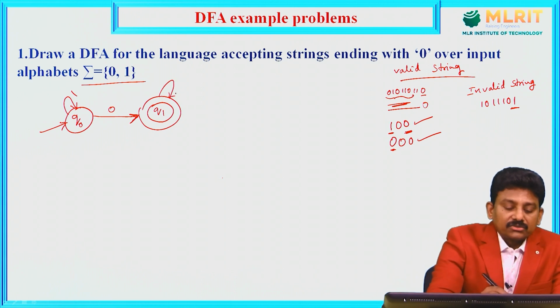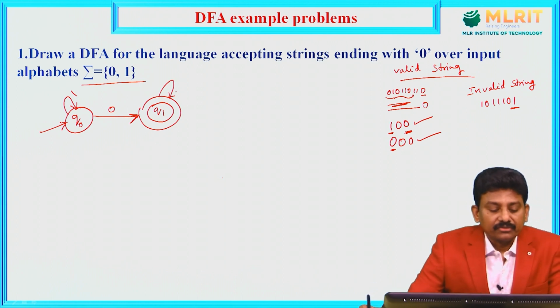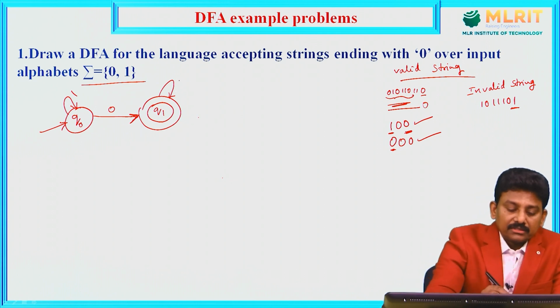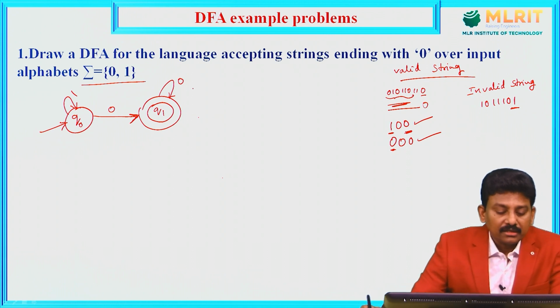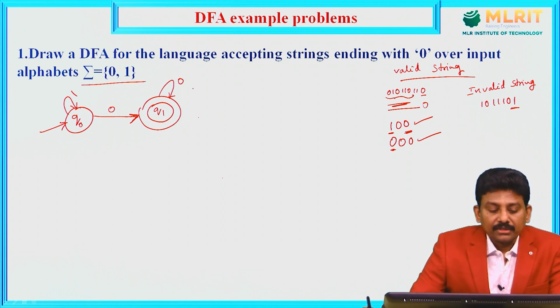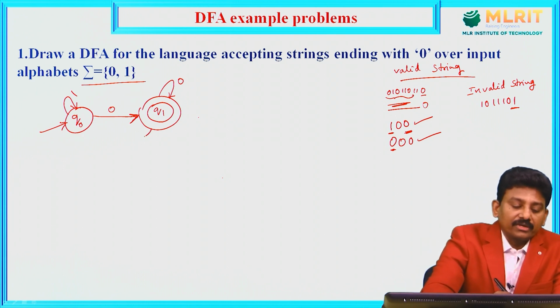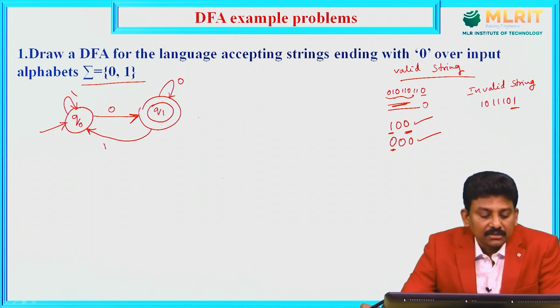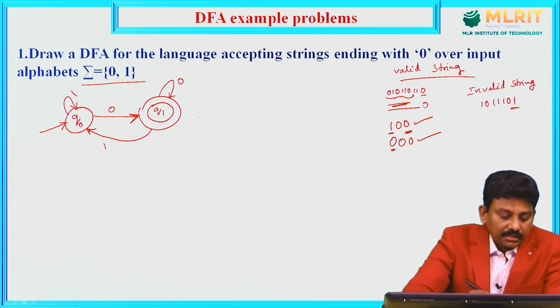In the final state also, you need to define the transition function for both inputs 0 and 1. Once you reach the final state, if you read any number of zeros, stay in the final state. In Q1, if you read 1 as input, that means if the last symbol is 0 only, you stay in the final state. If the last symbol is 1, you should not stay in the final state. So in Q1, if you read 1, you should go to Q0. This is the transition diagram or state diagram.